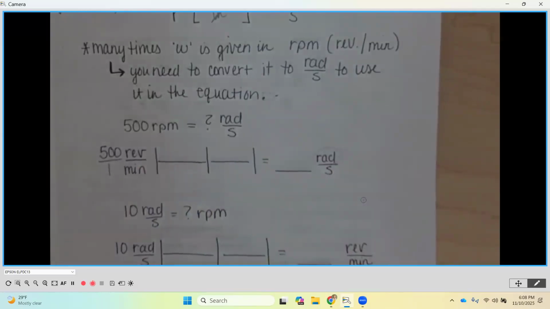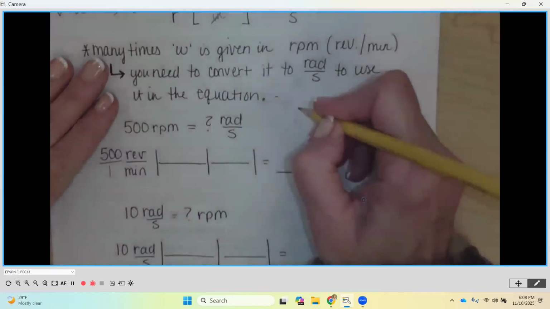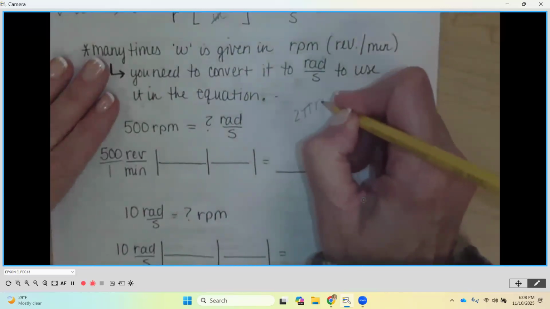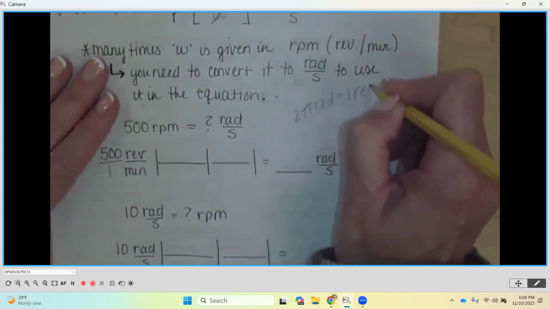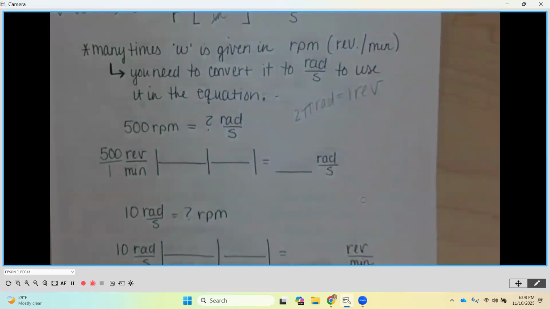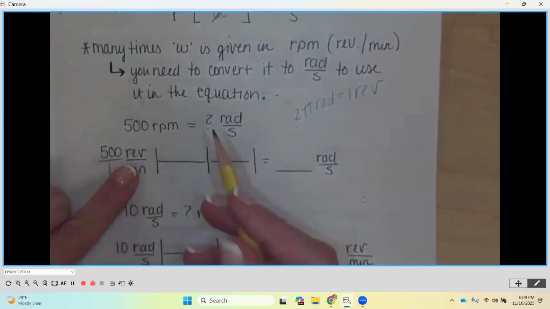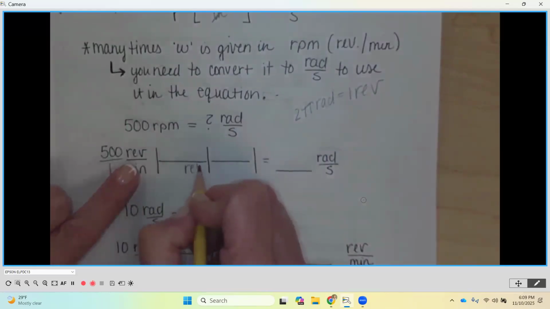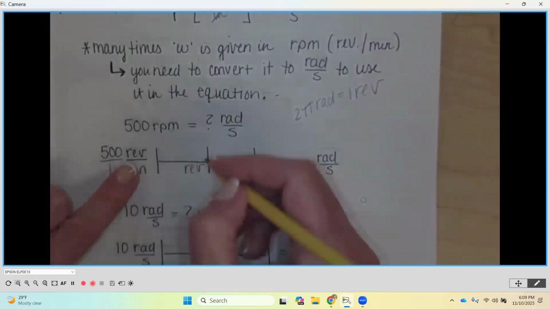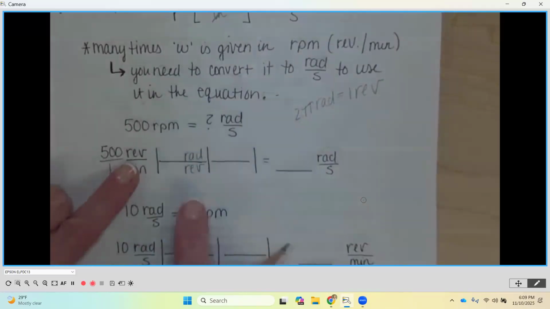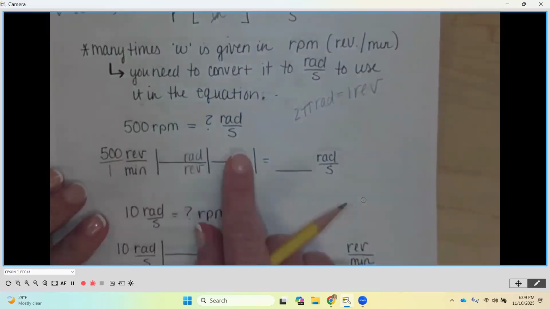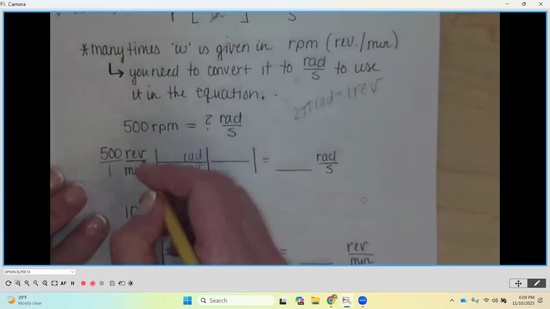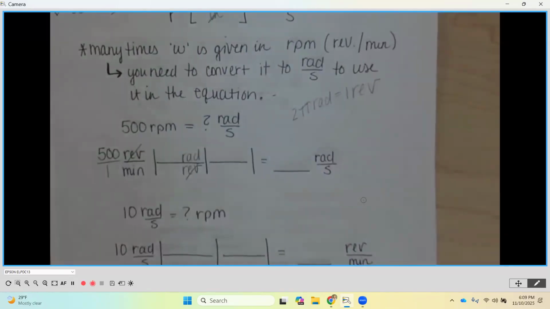How many radians are in 1 revolution? Do you guys know? Do you remember the number? Yes, 2 pi radians equal 1 revolution. Okay. So if revolutions are on top here, what I'm going to do is put revolutions down below and radians on top. I'm going to do that because I'm going to multiply across my top and divide by the bottom. So revolutions cancels. Do you see that?